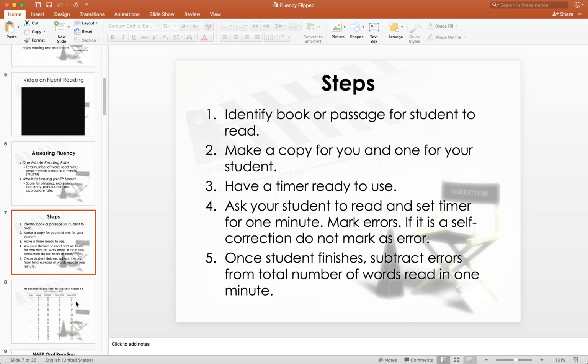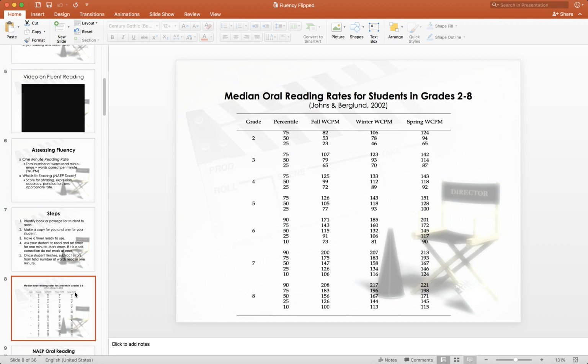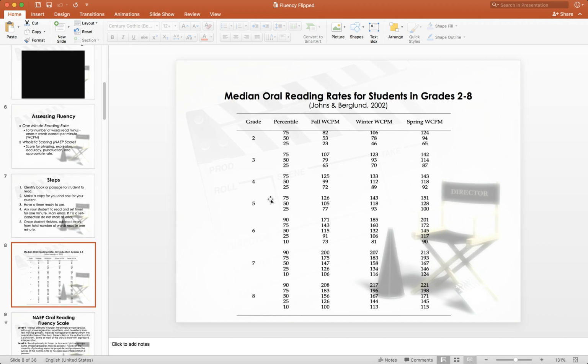We're going to practice this in class, so we're not going to go over it anymore, but I want to show you next what the oral reading rates are. Now again, this is based on research from 2002, and it's grades 2 through 8. And this resembles Texas oral reading rates almost perfectly.